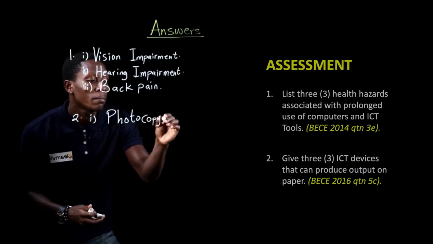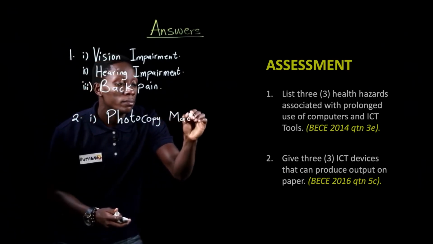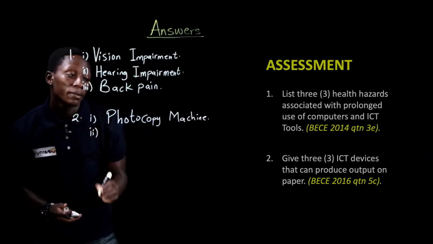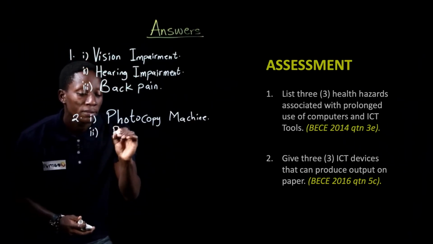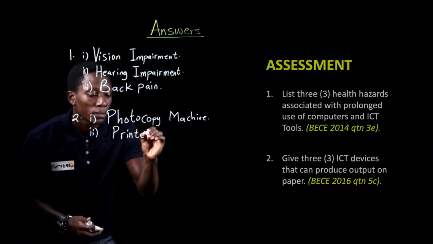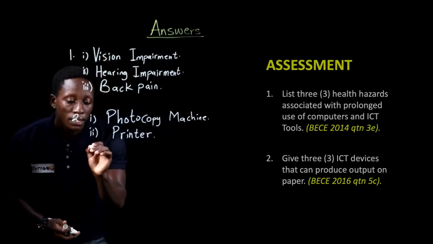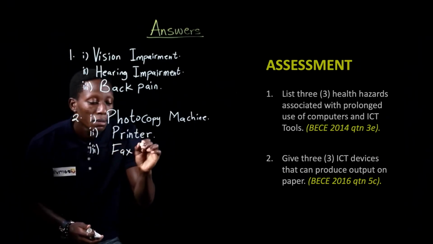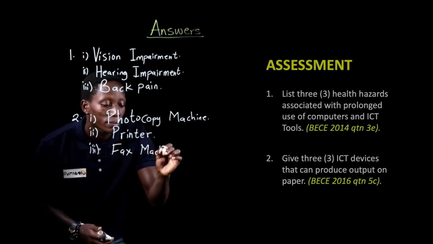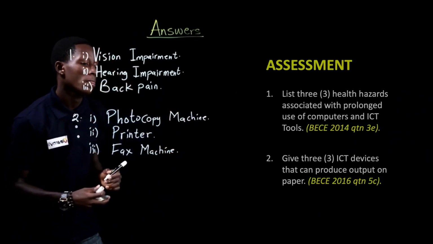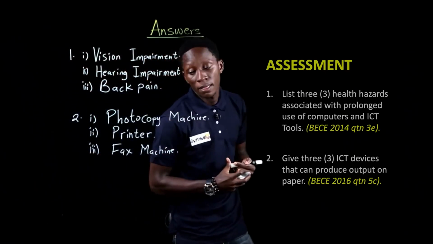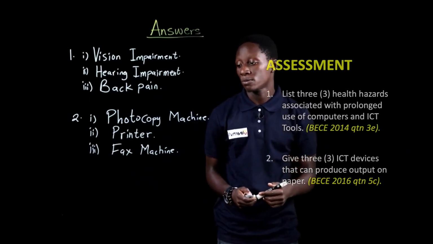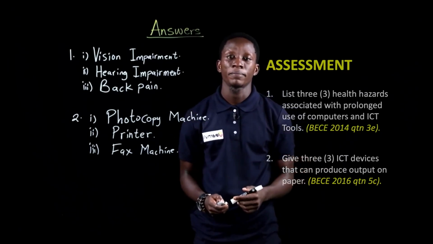One, we'll talk about the photocopy machine. Printer. The last one, fax machine. So these are some of the devices that can produce output on paper.